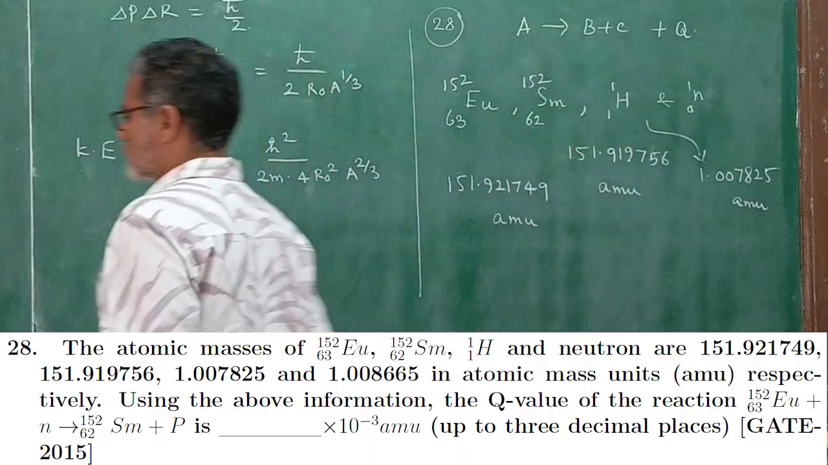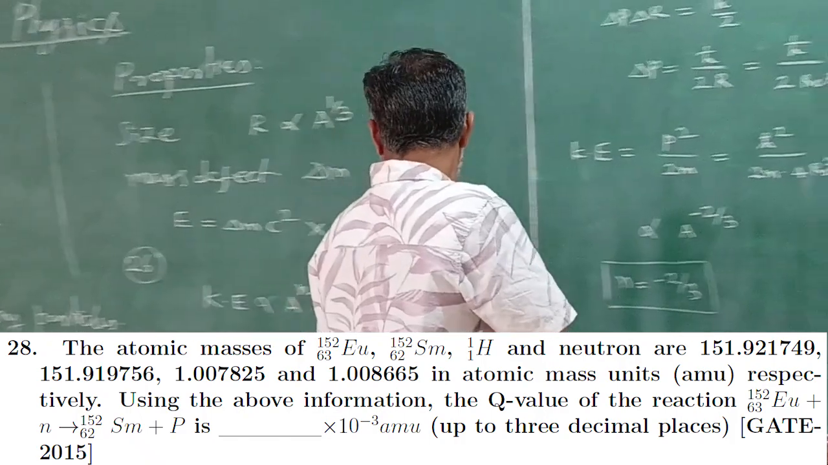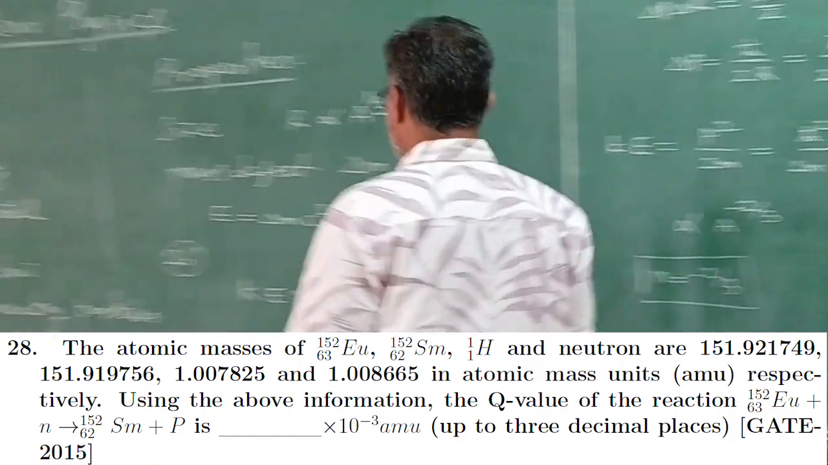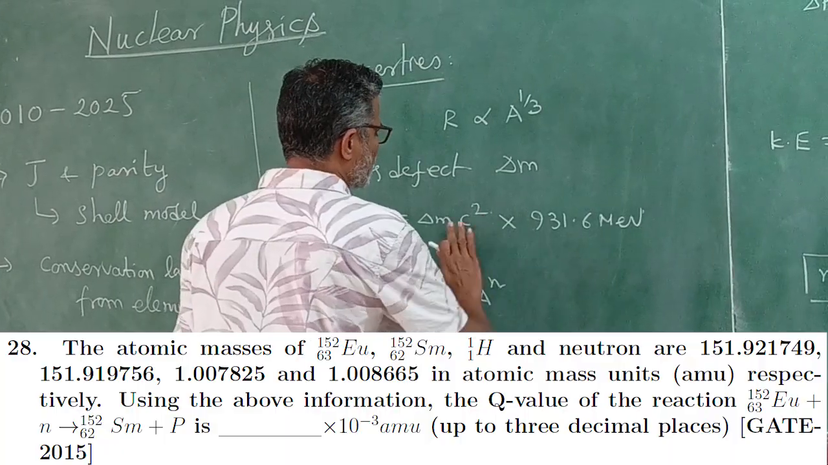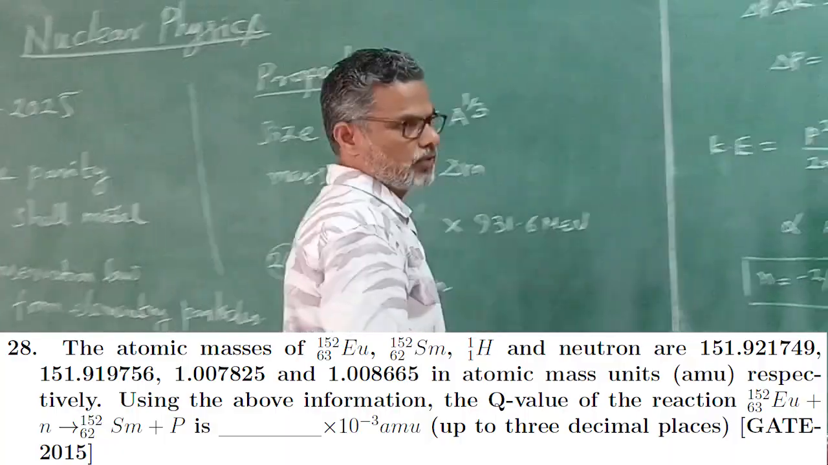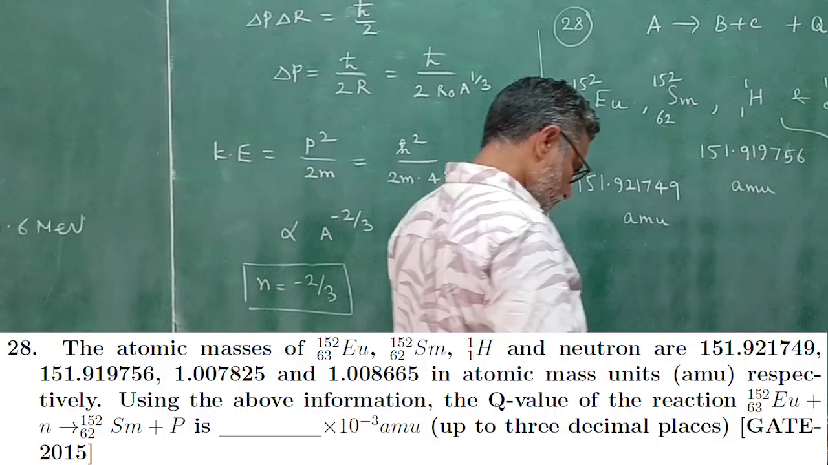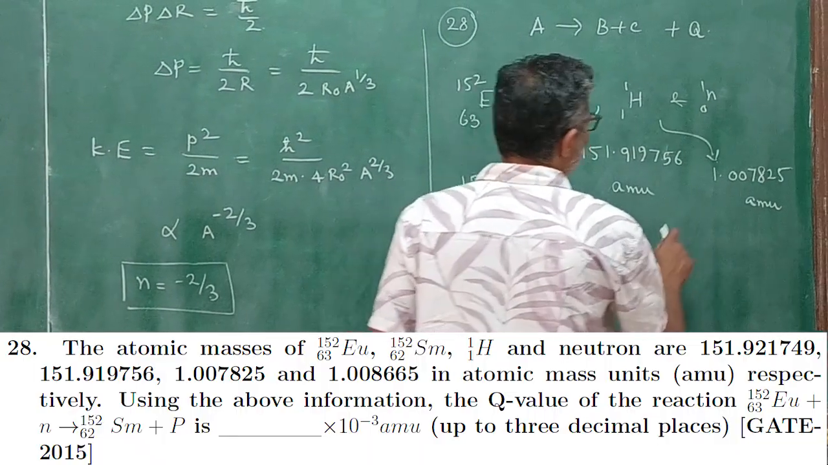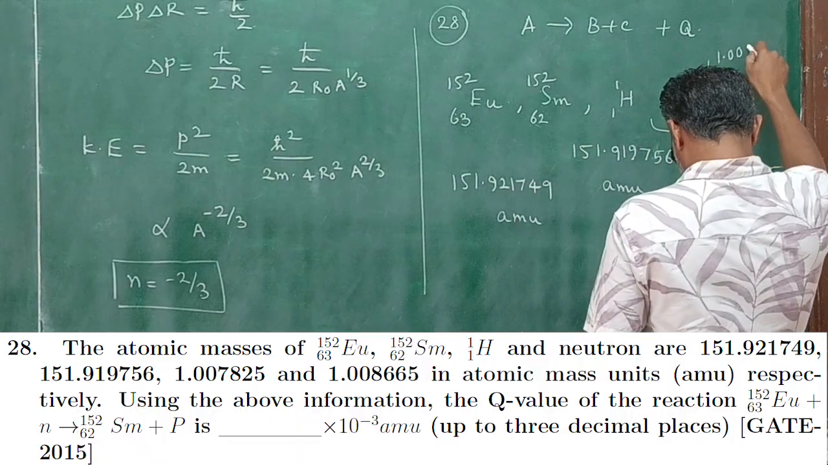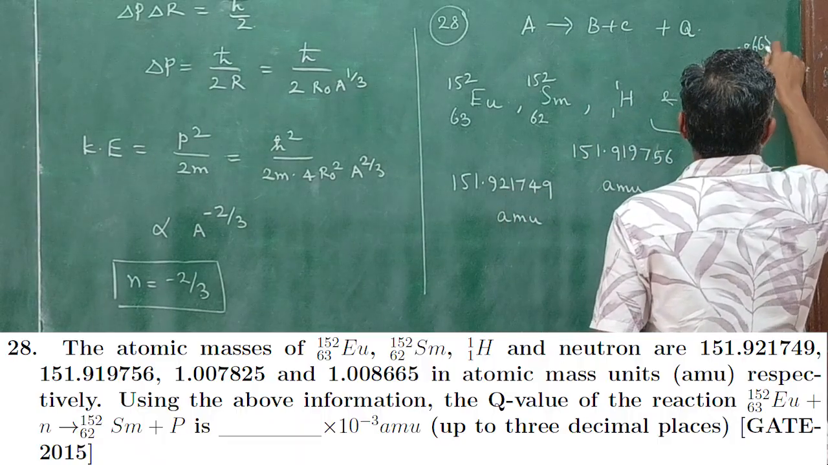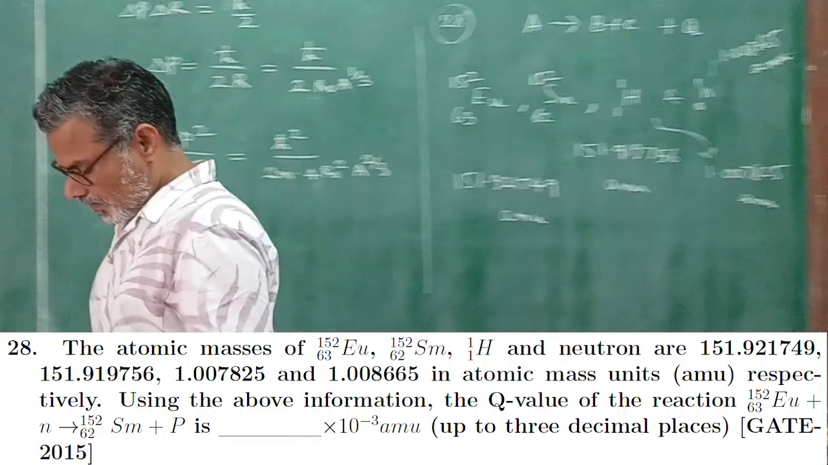So basically, one AMU corresponds to this. Once you know this delta M, you simply multiply by this, and you will get it in terms of MeV. One atomic mass unit, and then you will divide. And the mass of the neutron will be 1.008665.